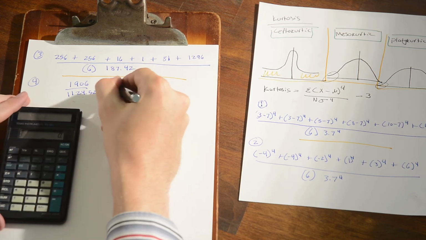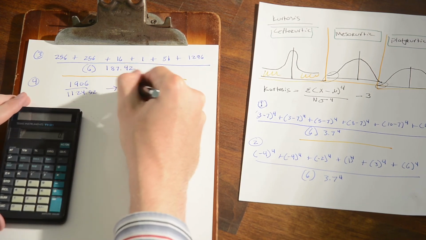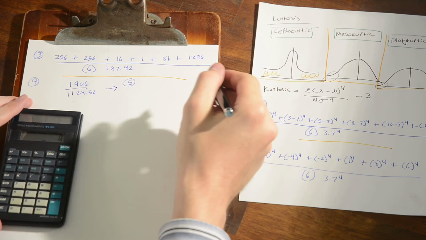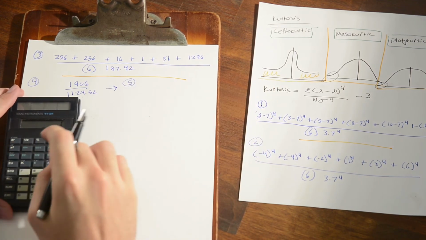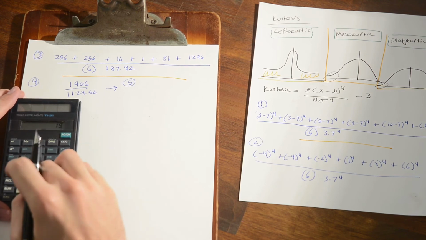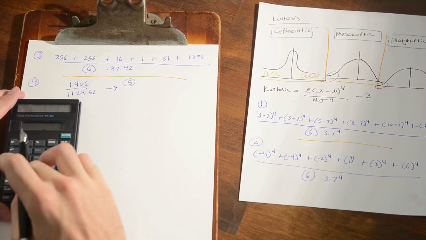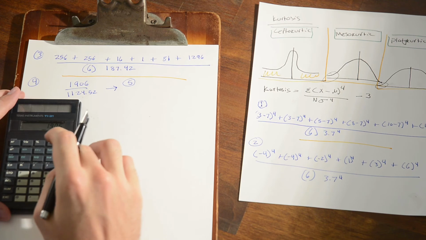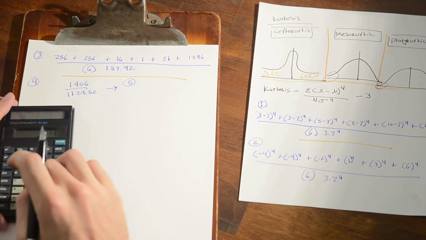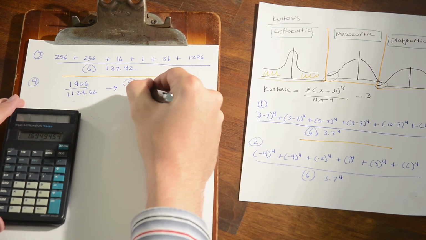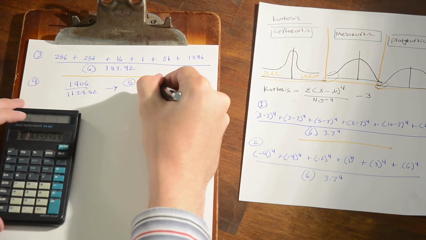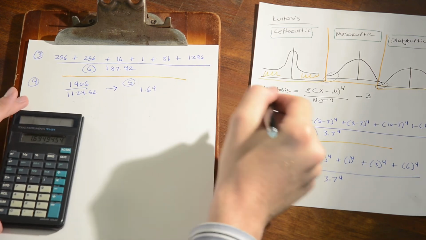Now, step 5, we're going to divide these. That's going to give us 1,906 divided by 1,124.52 is equal to 1.69.